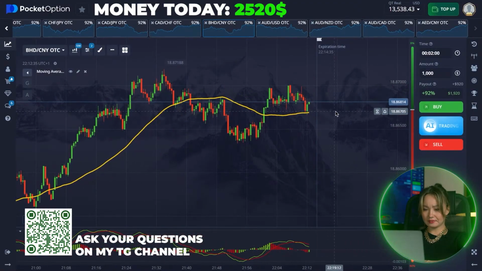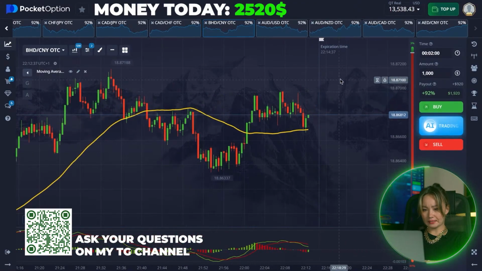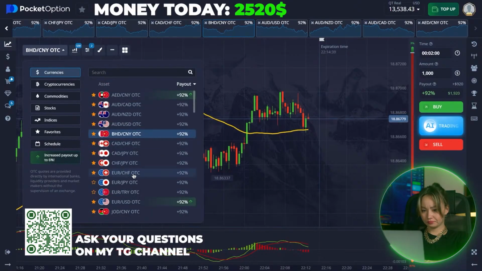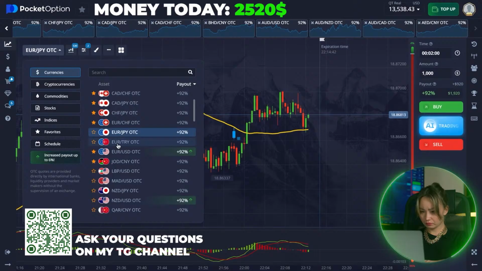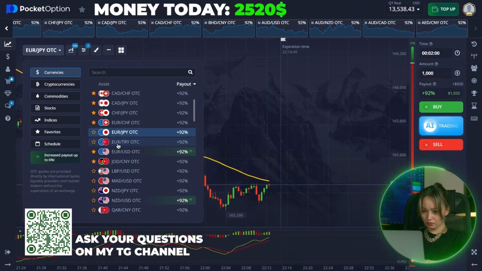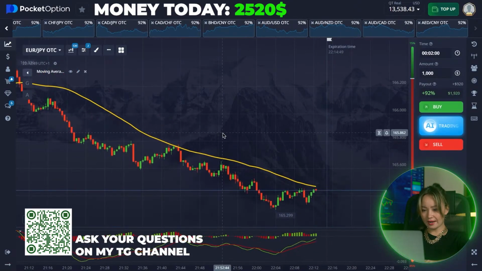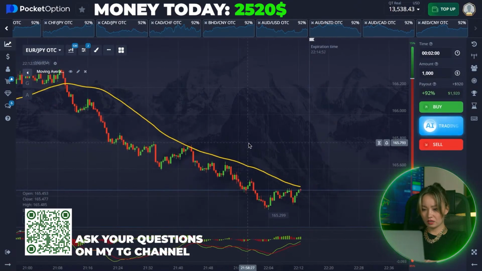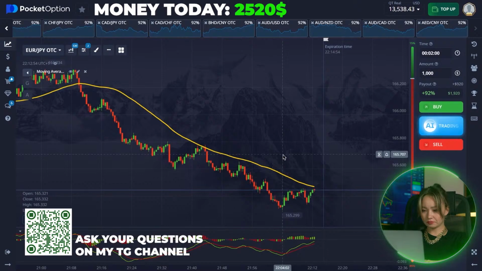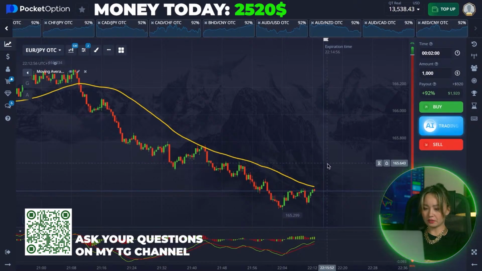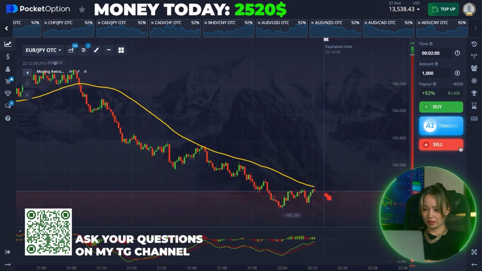Here was a decent setup, but we missed it. We should change currency pair. This one is really good. Let's wait a little bit. Then price will touch the moving average. And then we will go down.